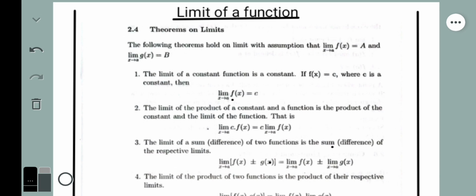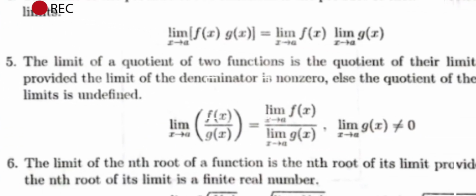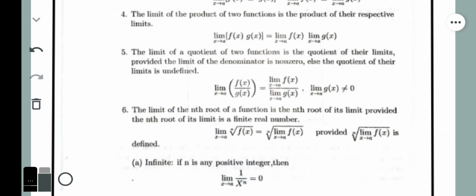Alright, so let's look at the fourth theorem, which says that the limit of the product of two functions is the product of their respective limits. Still the same thing as what we did earlier. When you have two functions f of x and g of x being multiplied together, it is still equivalent to finding the limit of the first function multiplied by the limit of the second function. As simple as that.